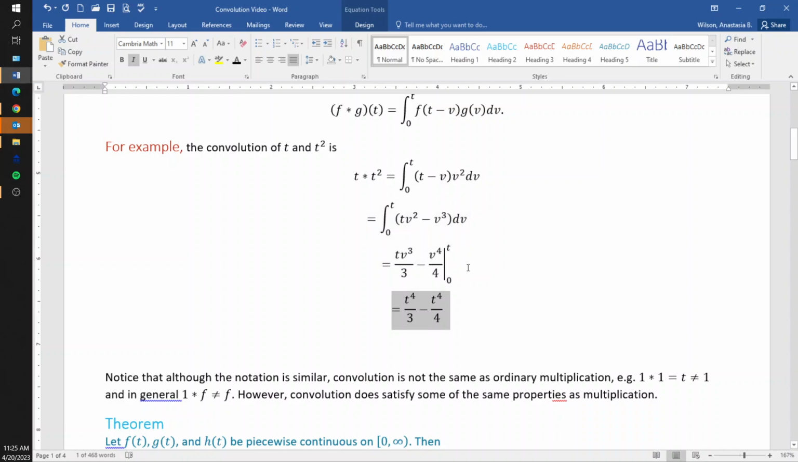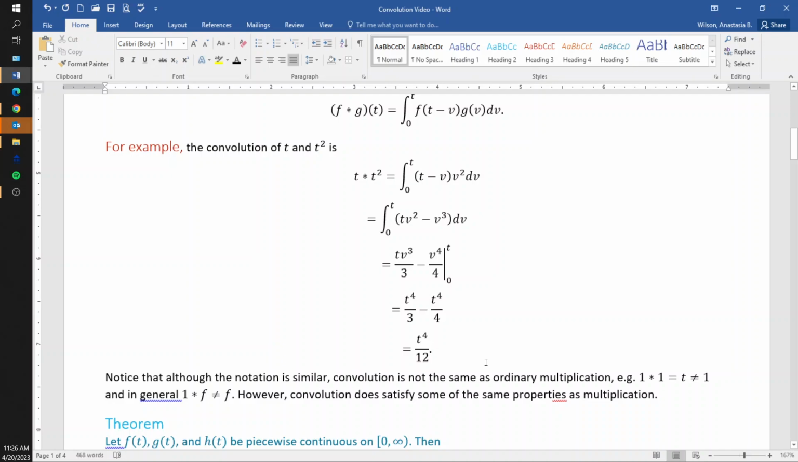And notice these are values that get plugged in for v, since we were integrating with respect to v. So t gets plugged in there, t gets plugged in here. We end up with t to the 4th over 3 minus t to the 4th over 4. Those are like terms. We can combine them and we get that our final answer is t to the 4th over 12. So what this means is the convolution of t and t squared is t to the 4th over 12.